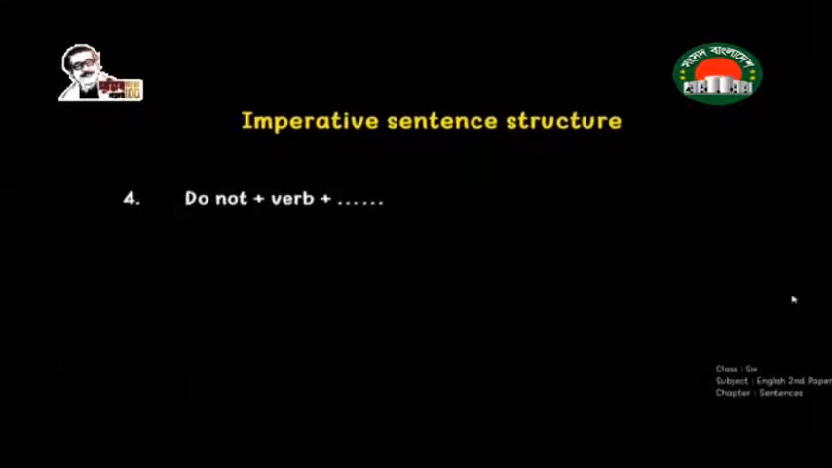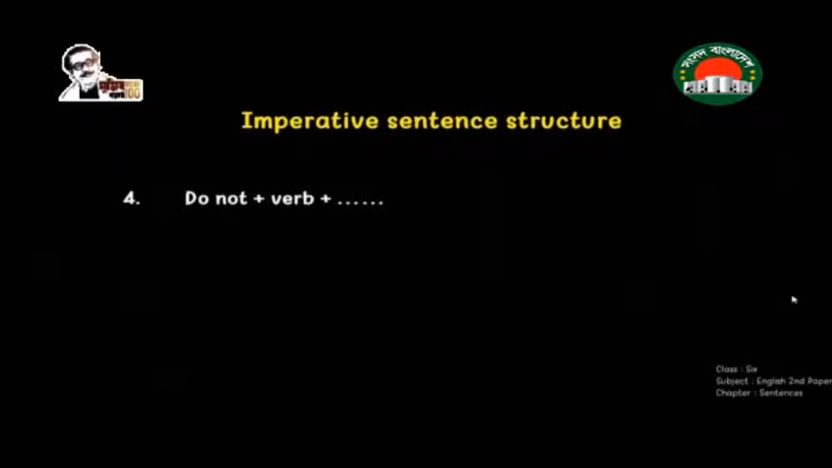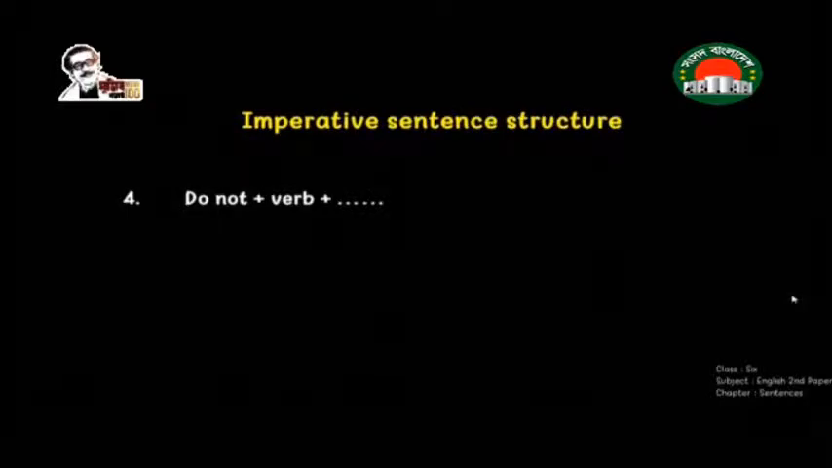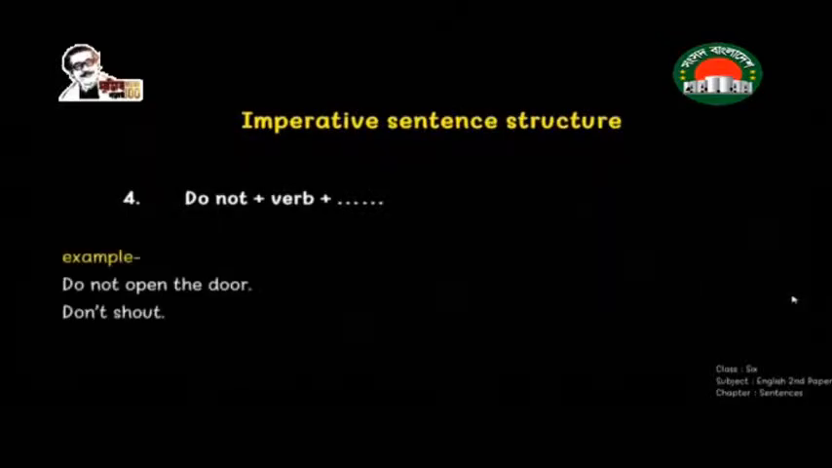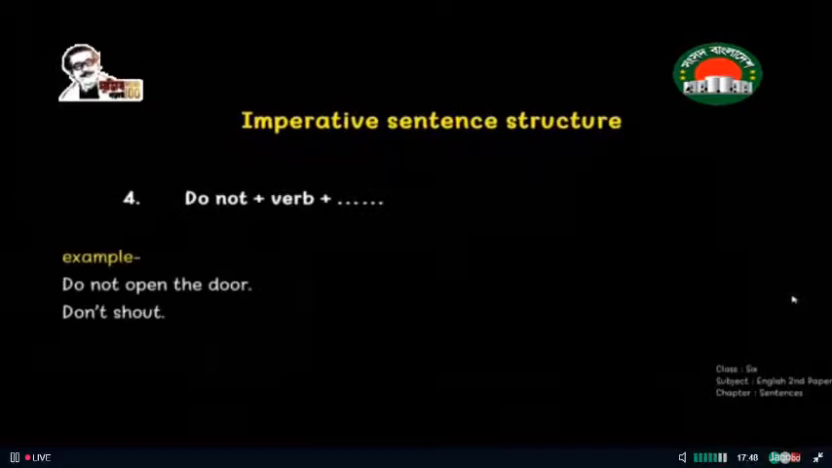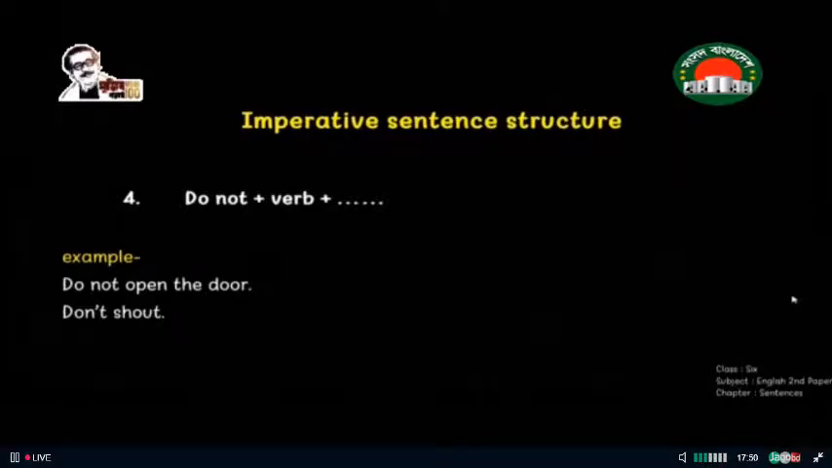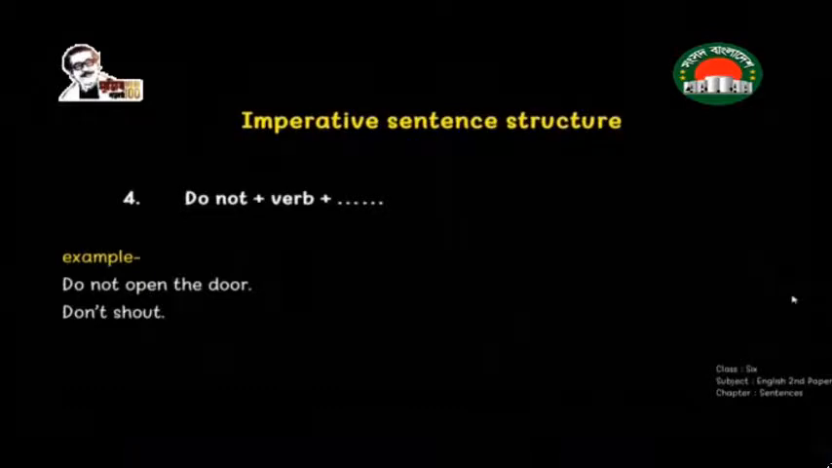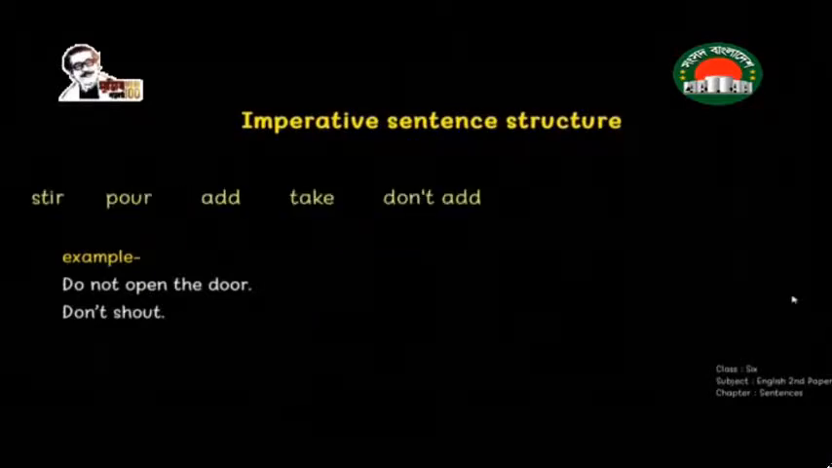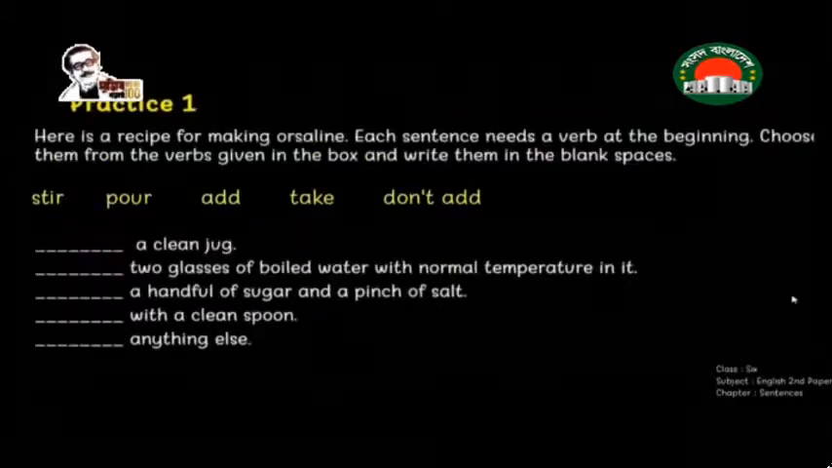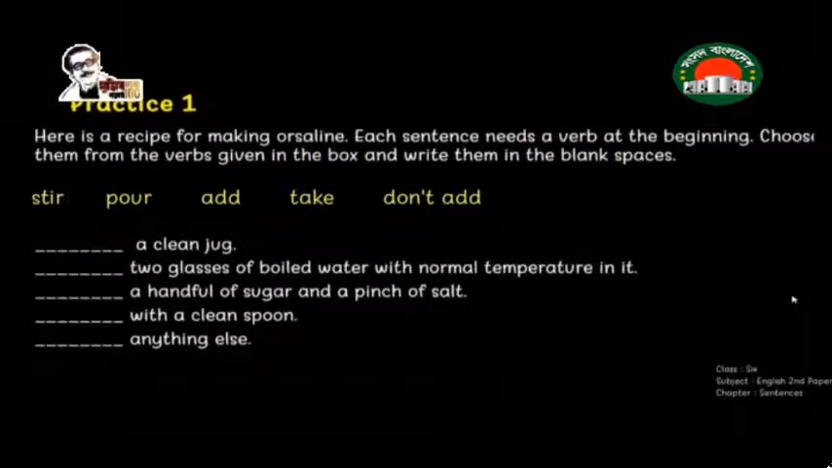So let's see structure number 4. We start with do not, then verb, and then other parts. Let's see. Do not open the door. Don't shout. So these are the examples of the structures of imperative sentences. Now let's go for practice. Yes. So what do you need to do?